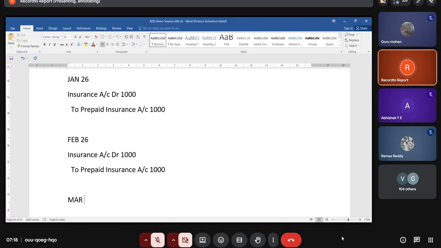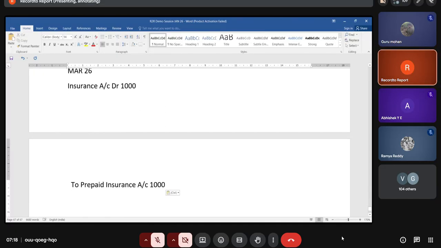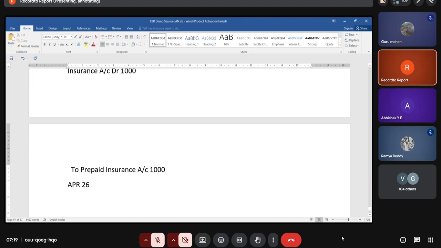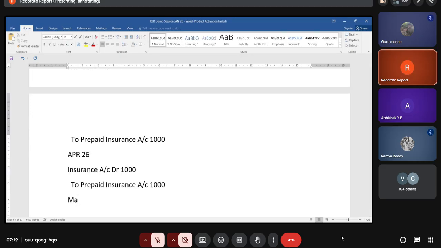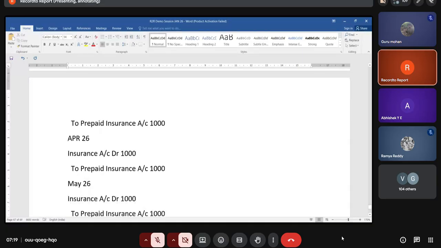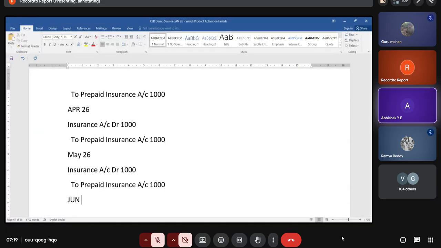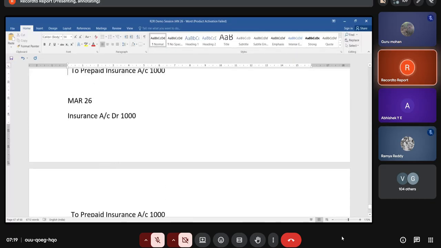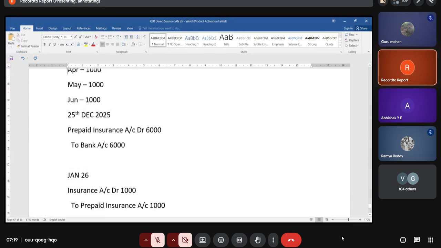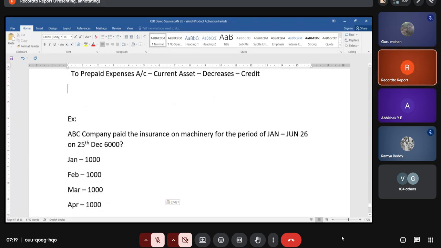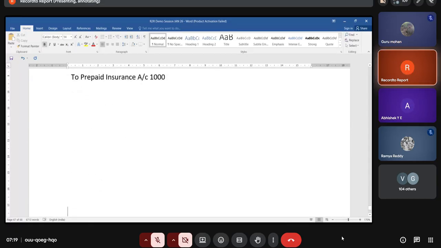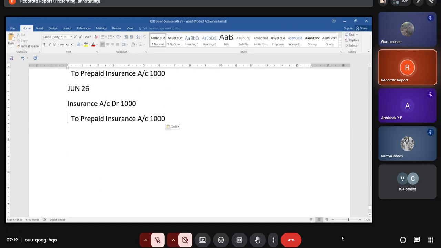Similarly March, April, May, June. So every month a standard amount will be decreased from our prepaid account. Clear? So that is called prepaid expenses.